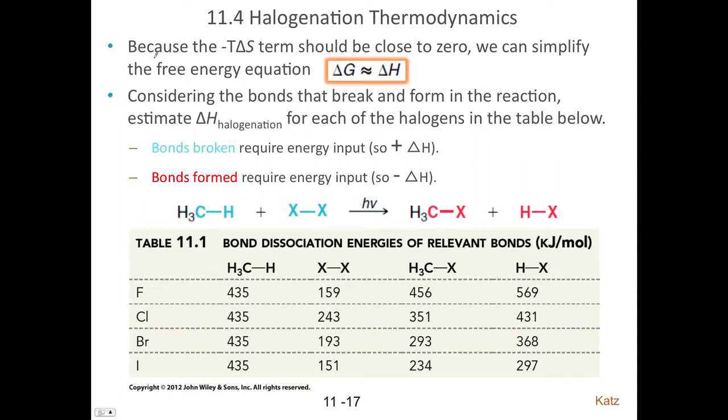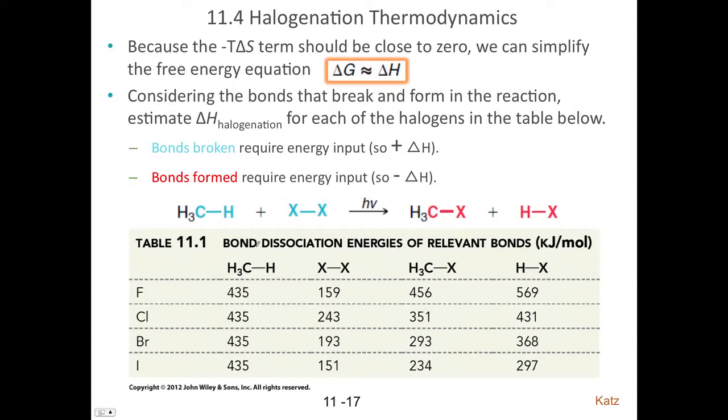And so how do we do that? Because T delta S we really don't care about. We don't care necessarily about the entropy of the reaction, because it's close to zero in a very closed process here. We will just say that this is essentially close to zero, so we can simplify the equation to delta G is roughly equal to delta H, the enthalpy. So Gibbs free energy is roughly equal to delta H. Considering the bonds that break and form in the reaction, estimate the delta H of halogenation for each of the halogens in the table below.